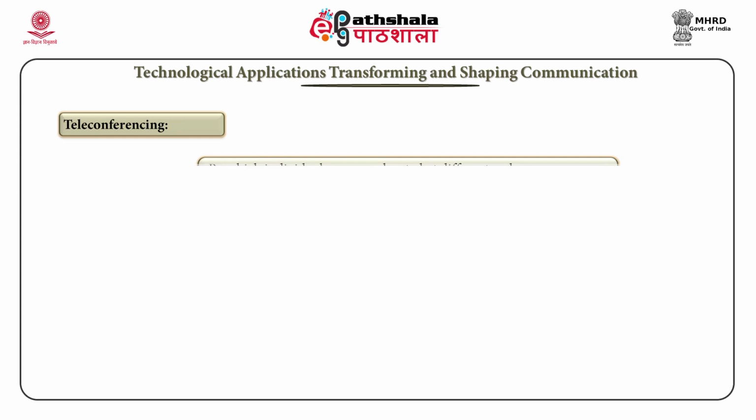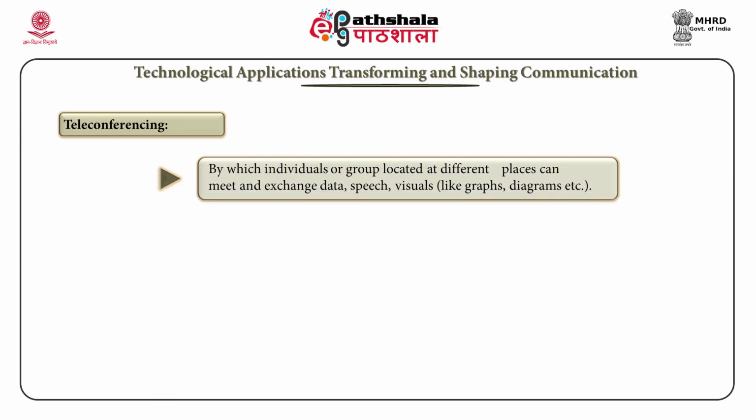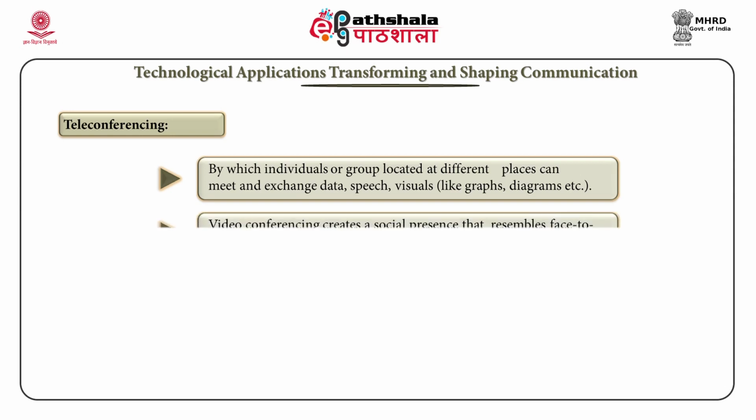Teleconferencing. It is a means by which individuals or groups located at different places can meet and exchange data, speech, visuals, etc. Through video conferencing, particularly in two-way video conferencing, people located at remote sites can see themselves in live action using information and communication technology. Video conferencing creates a social presence that resembles face to face meetings and discussions, that enables participants to see the facial expressions and physical demeanor of each other while actually being present at remote sites.